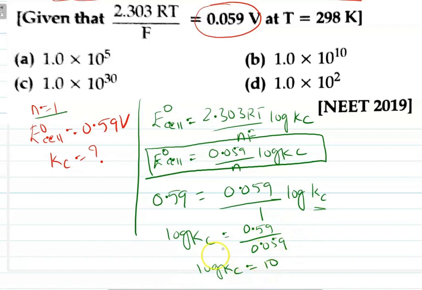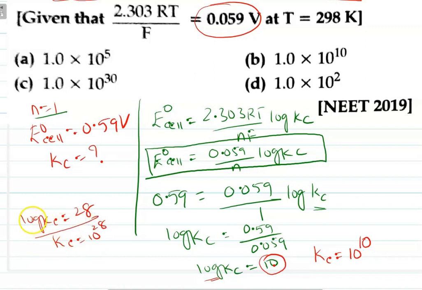Here we want Kc, we don't want log Kc. Whenever you are sending a log term to the other side, whatever number you got will be raised to the power of 10. If it is 10, it will be 10 power 10. If you got log Kc equal to, let us say, 28, or some number like 32, whatever the number, then Kc will become 10 power 28.